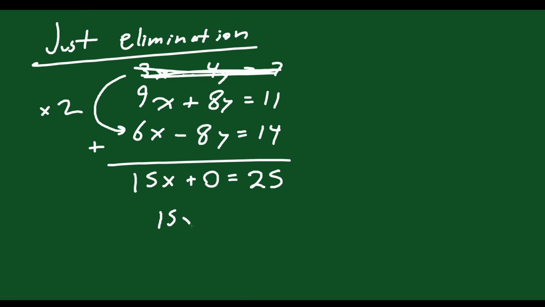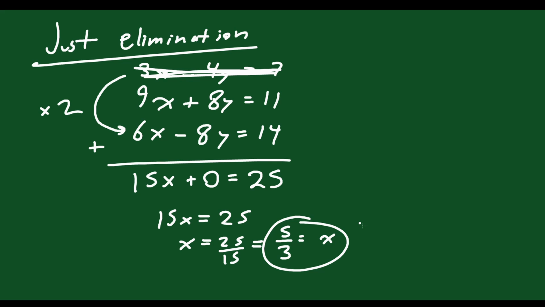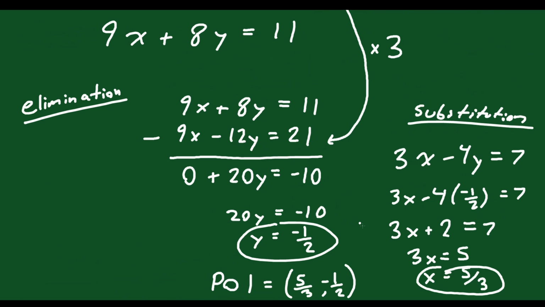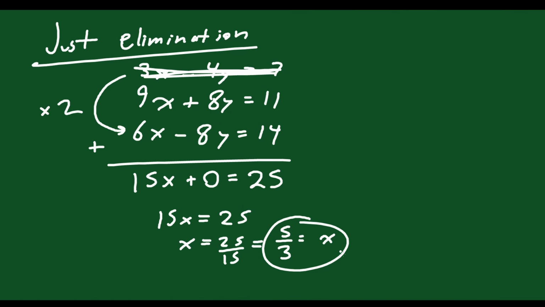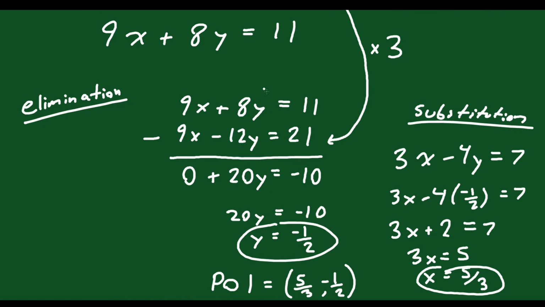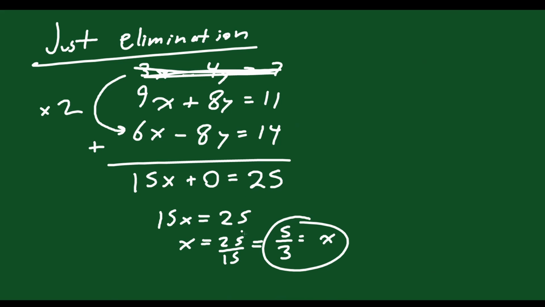Now I have 15x equals 25. Divide both sides by 15. x equals 25 over 15, which you can simplify to be 5 over 3. So x is equal to 5 over 3. So that's how you could find your x value, right? We already found the y value using elimination up here, right? That first elimination we did was to find y. You just set up another elimination to find x. So if you want to use just elimination, you do that first part from the last one, and then you would do this part to find x.